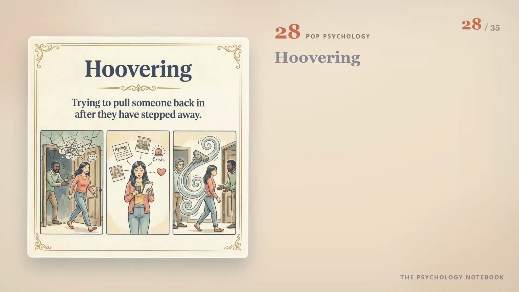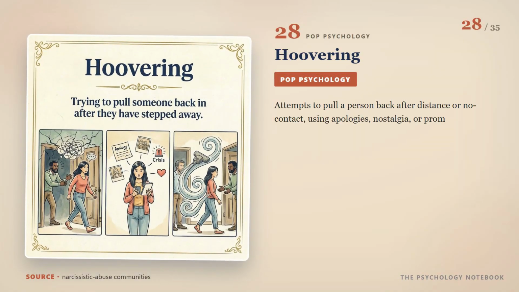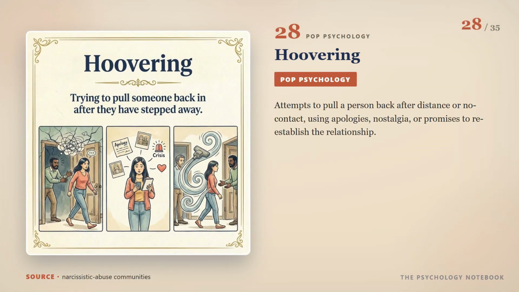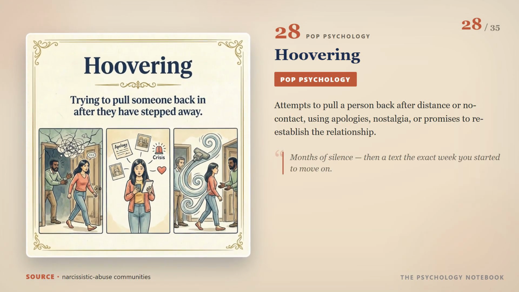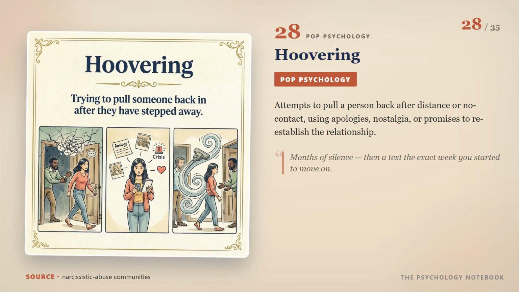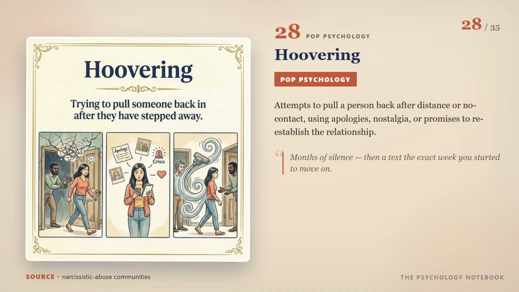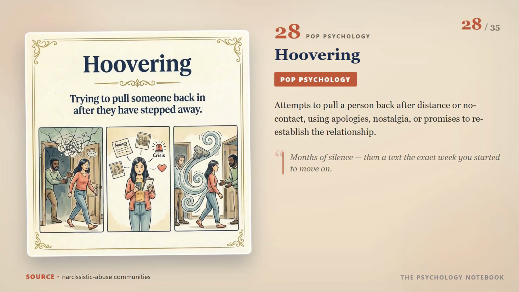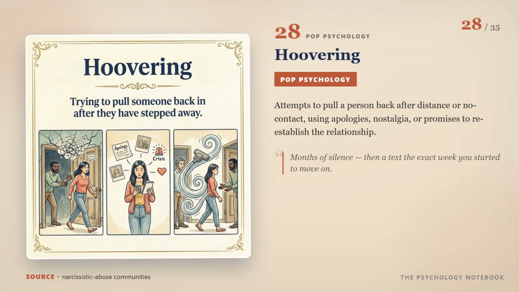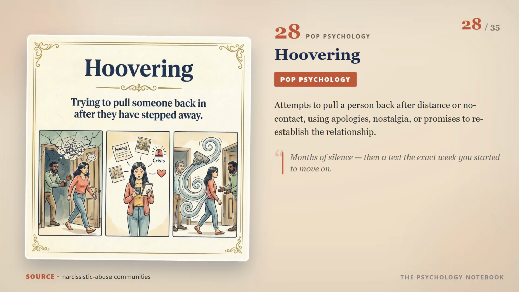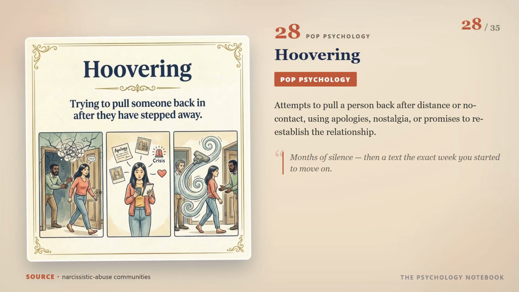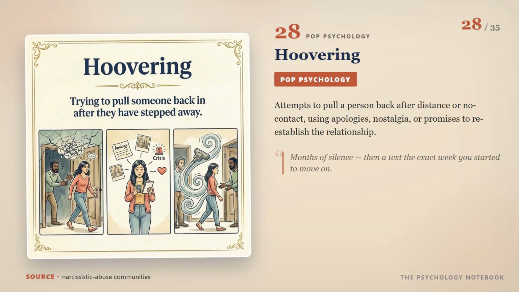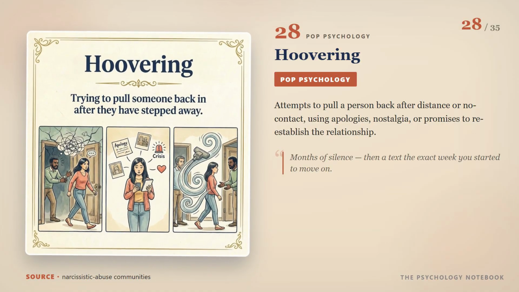28. Hoovering. Number 28 is hoovering. The name comes from the Hoover vacuum because it describes an attempt to pull someone back into a relationship after they had stepped away. Let's say there have been months of silence. Then, just as you begin to move forward, a message appears. It may include an apology, a memory, or exactly the words you once wanted to hear. The purpose is to draw you back into contact.